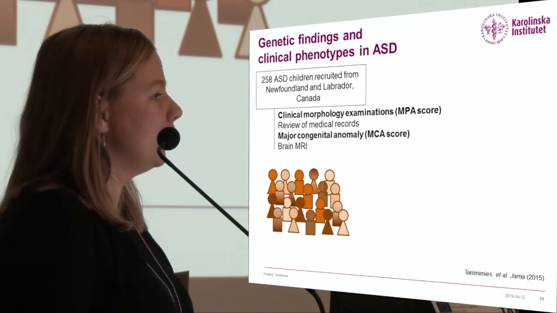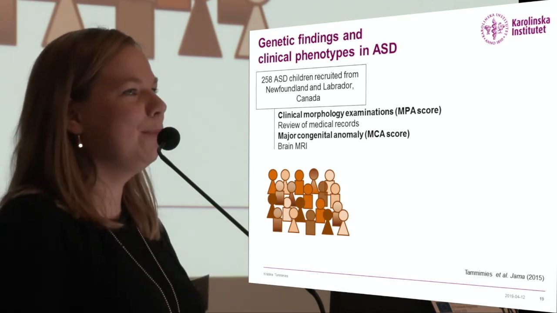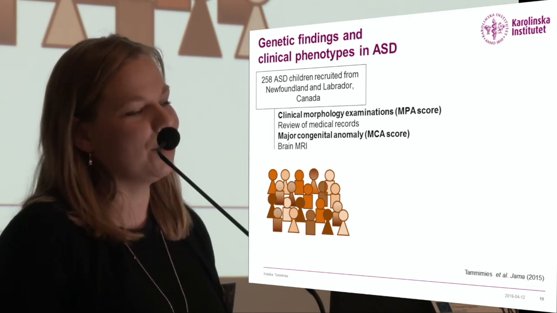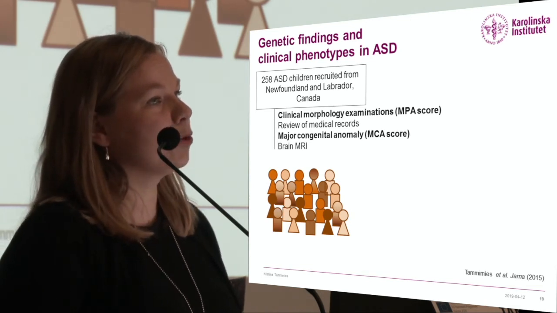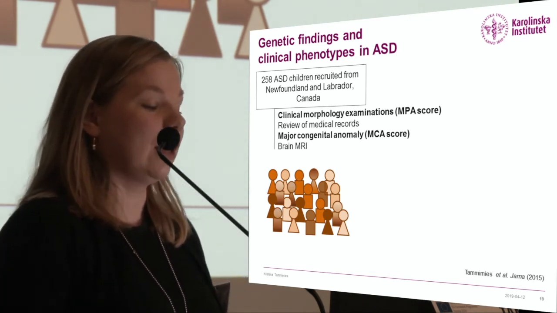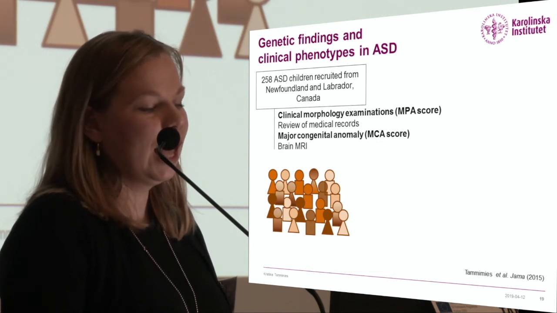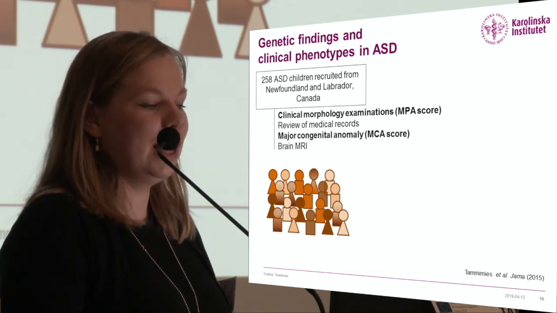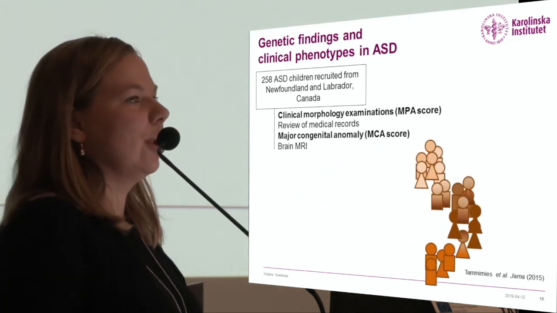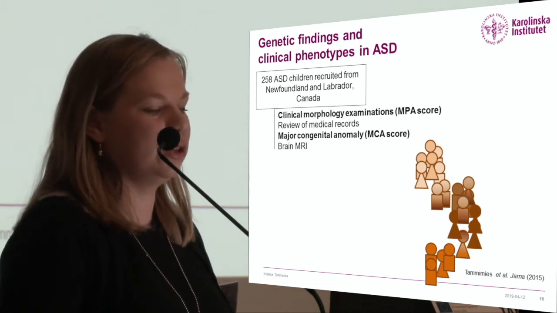So you heard yesterday about the phenotype to gene approach, right? That's what you're looking at, but this was the old-time way of doing it, with clinicians looking at the morphological features. Also, there was a review of their medical records, looking at the MRI and looking for major congenital anomalies. And then there is Professor Judith Miles in the US who has come up with a scoring system that you can use to group the individuals. So this is a really heterogeneous group of autism children.